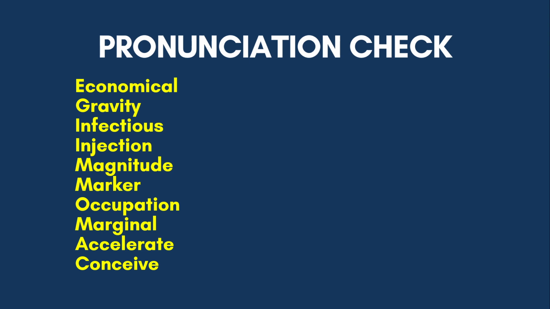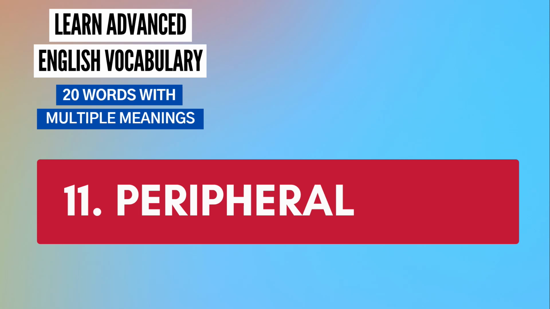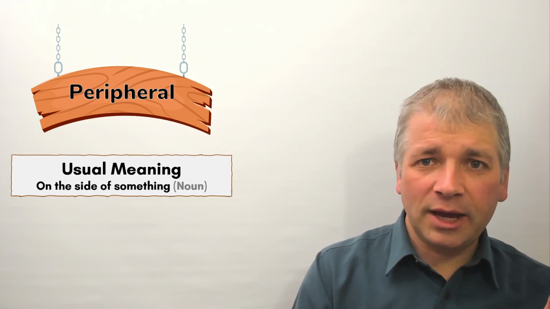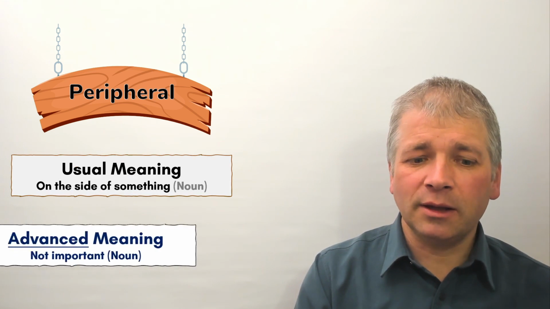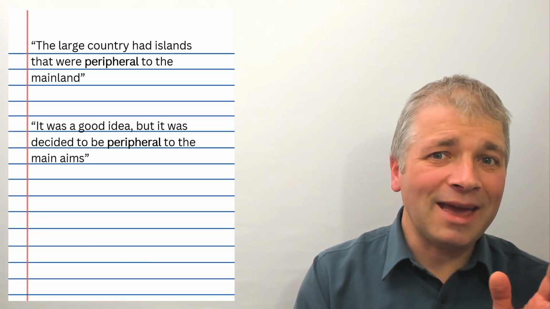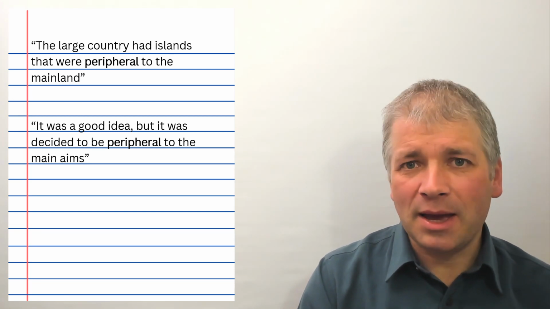Now let's continue with words 11 to 20. Word 11 is peripheral. Peripheral can mean on the side of something, but it could also mean not important. So, an example of the first use: the large country had islands that were peripheral to the mainland, so they were on the edge. The second one: it was a good idea, but it was decided to be peripheral to the main aims, not as important as the main aims.